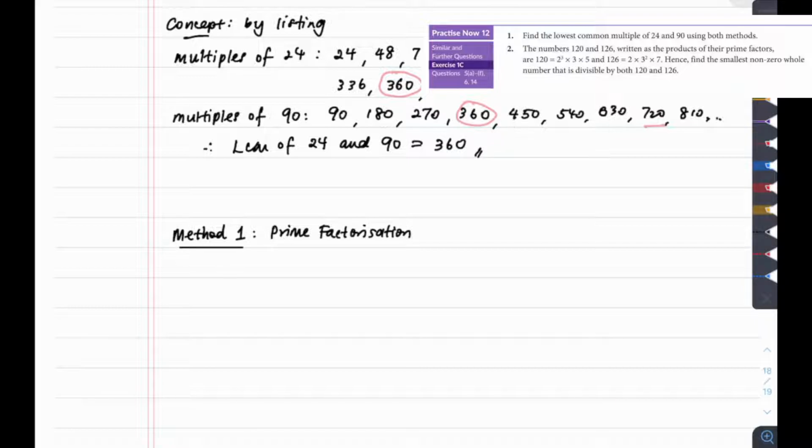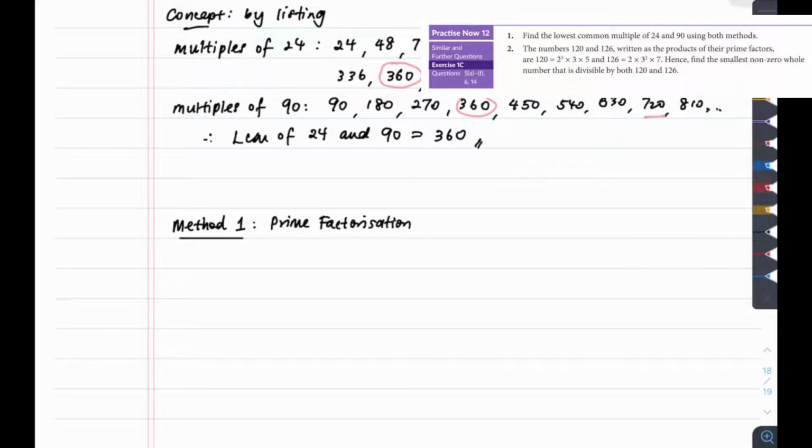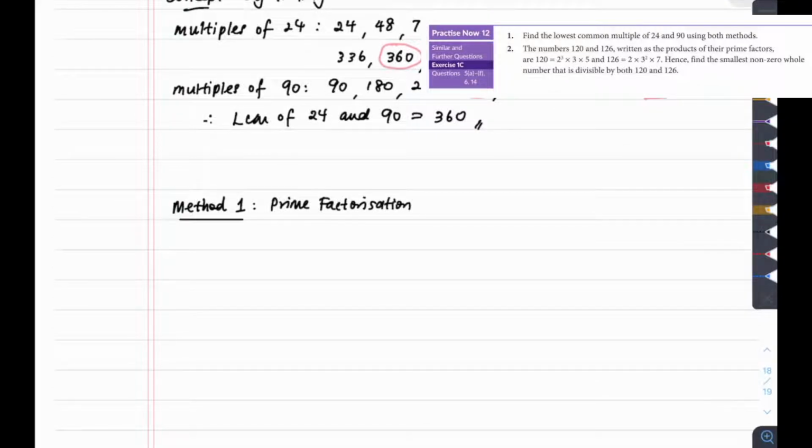Alright, so we have 24 and 90 as well. Yeah, we're still at question 1. Okay, so 24 and 90. Let's take a look at 24. We do the prime factorization. Divide by 2 to get 12. Divide by 2 to get 6. Divide by 2 again to get 3. Divide by 3 to get my 1.